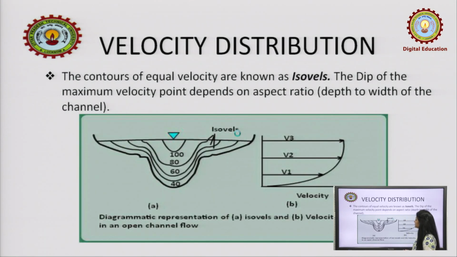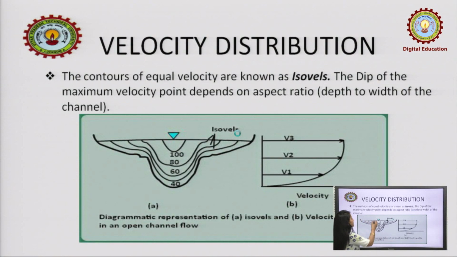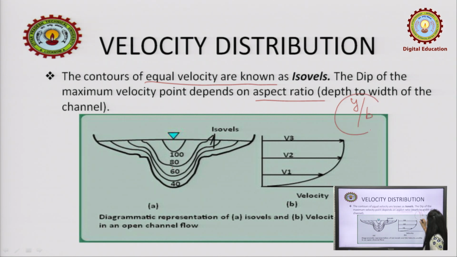Next one is Isovel. What is this term? The term Isovel can be defined as all the contours having the same or equal velocity. All the contours having equal velocity are known as Isovels. And the dip of this maximum velocity, up to where it will move, depends upon the aspect ratio, that is the ratio of depth to the width of the channel.